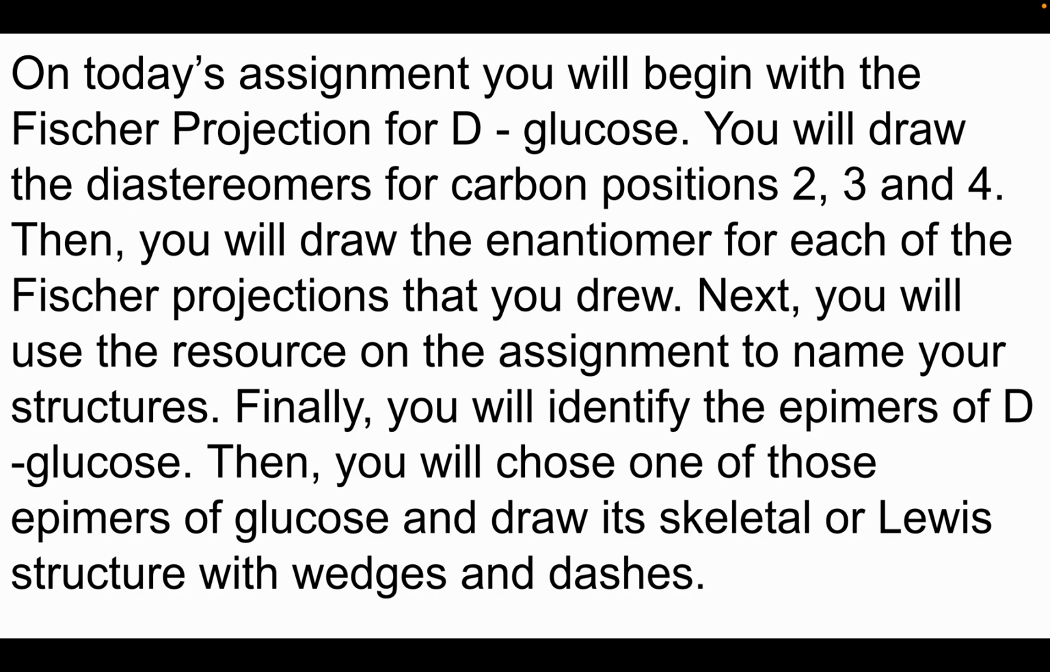And then for each of those Fischer projections that you draw, you're going to draw the enantiomer that goes with it. And then again, I give you a resource to help you name those structures. So you'll name them. And then finally, I'm going to have you identify which of those structures is an epimer of D-glucose. So if you don't remember what an epimer is, go back in the notes here and see if you can figure it out from the definition that I had you write down. Then you're going to choose one of those epimers of glucose, and you're going to draw its skeletal or Lewis structure with wedges and dashes.